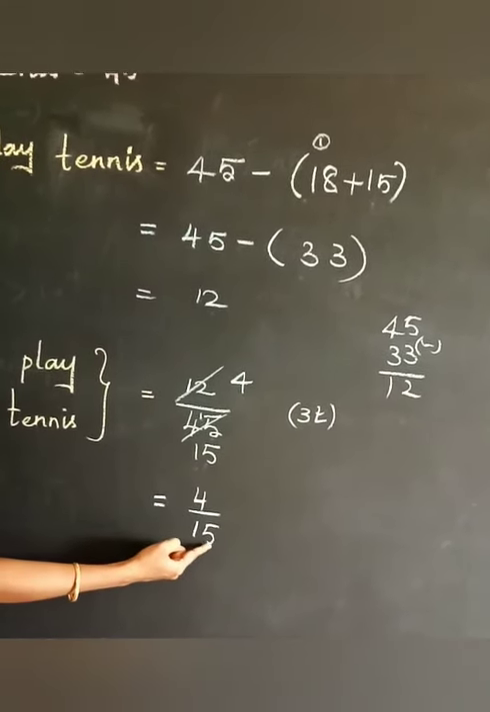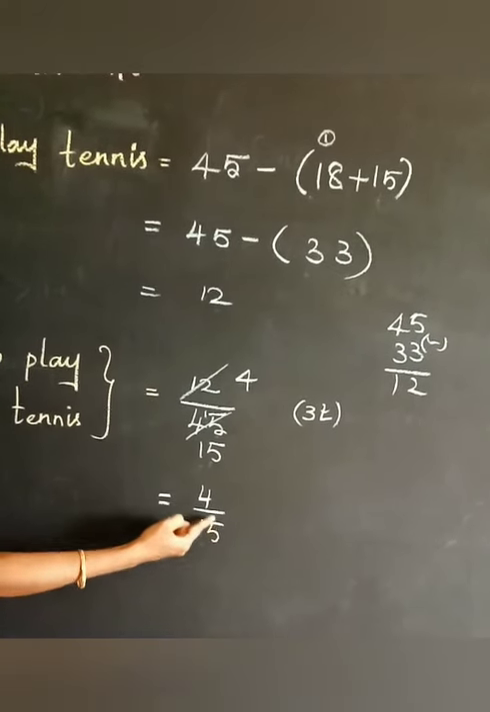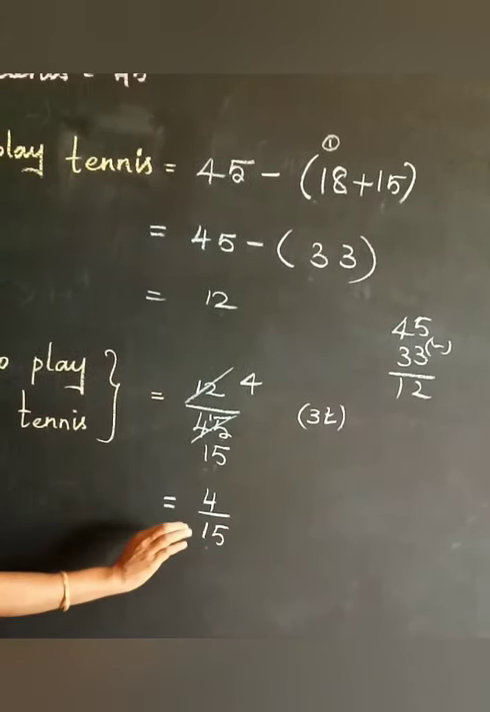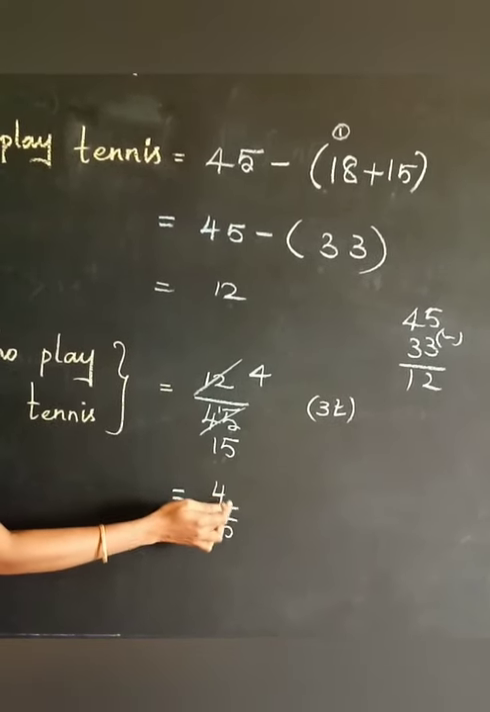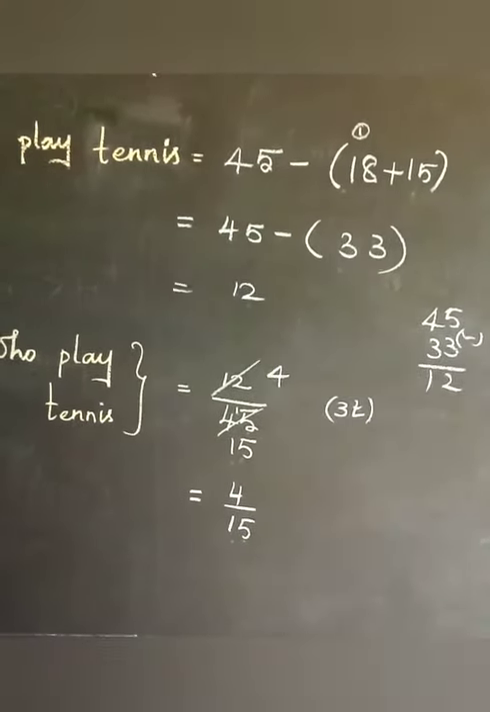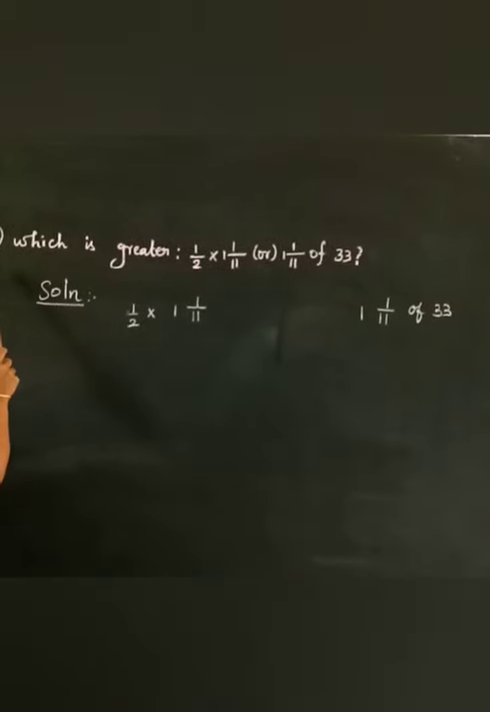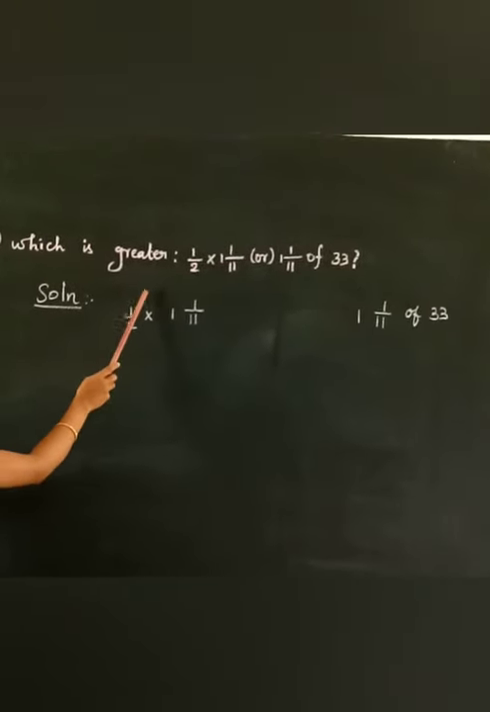No. It is possible for only 5 table and 3 table. We could not cancel in 4 table. So this is the answer for the fraction form of playing tennis. Next, B, that is sixth sum, which is greater.